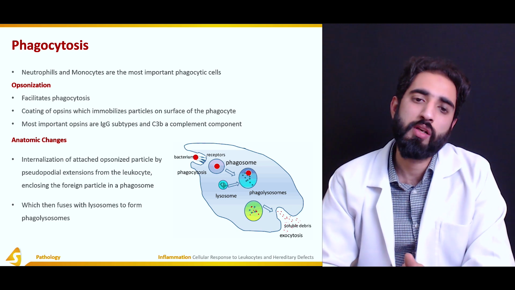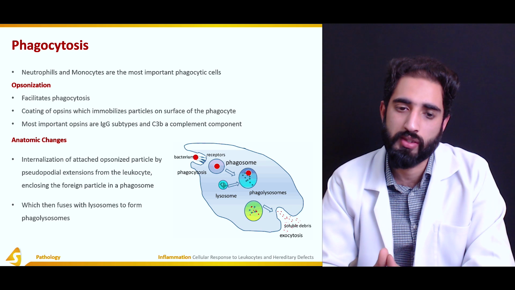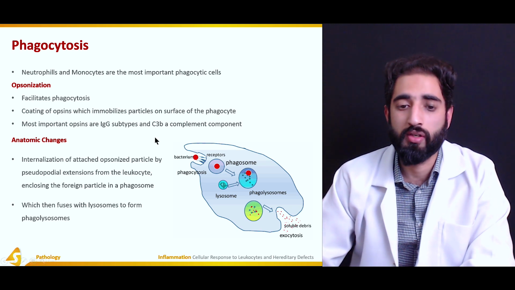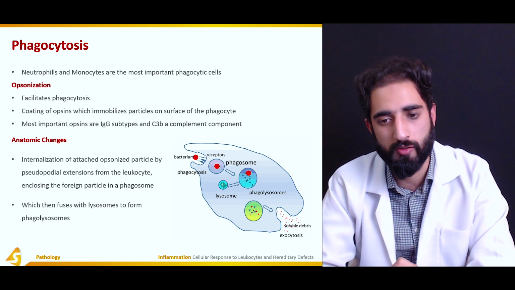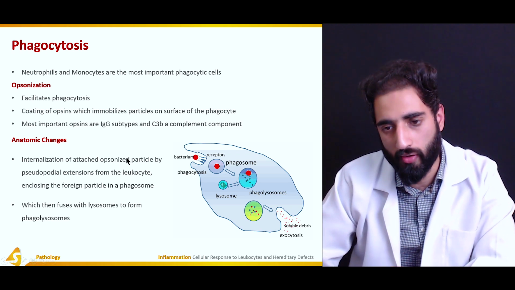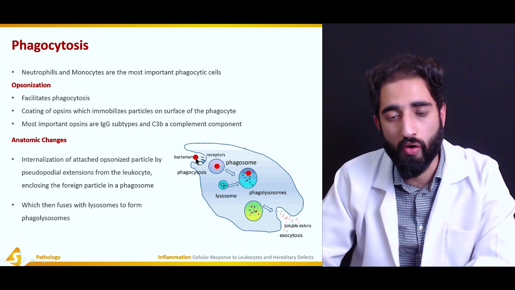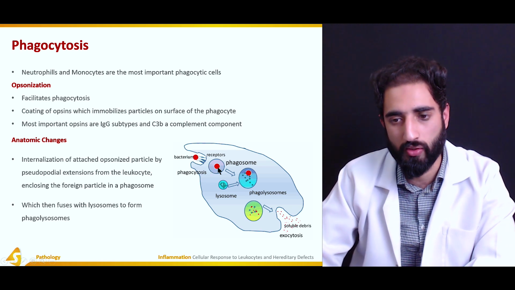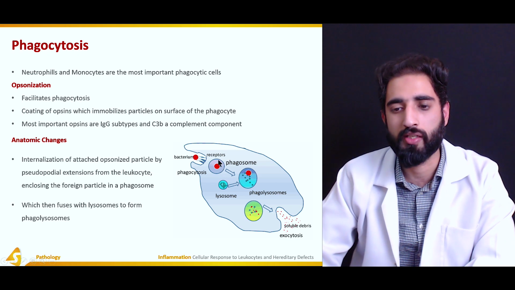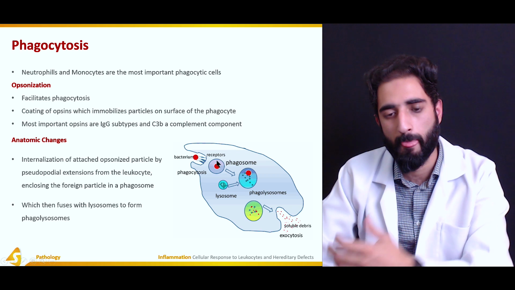What are the anatomical changes that occur during phagocytosis? During phagocytosis, there is an internalization, which means engulfing of the attached opsonized particle. As you can see here, for example, it is a bacterium. These are the opsonins which have made it immovable or stationary, so it is being internalized. Here you can see that the bacterium or the harmful product has been internalized.